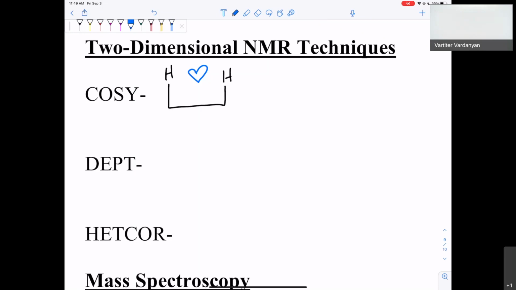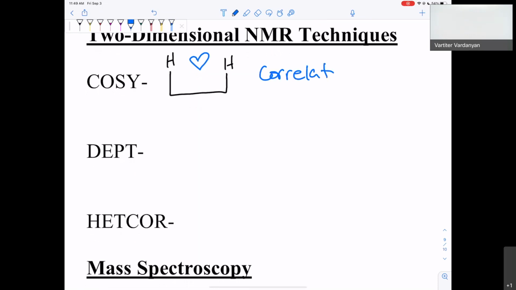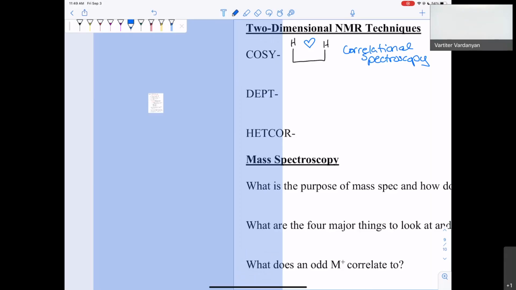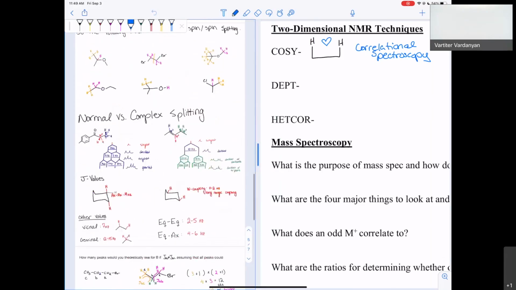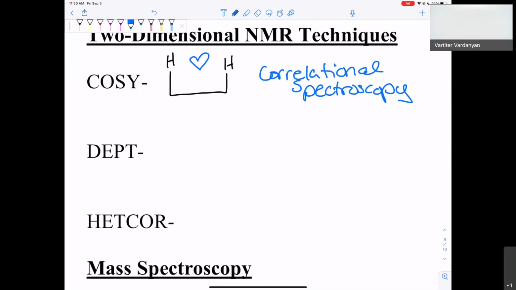It's correlational spectroscopy. Oh, that's it. Okay. Yeah, I think so. That could be, I could have completely made that up. No, it is correlation spectroscopy. Heck yeah, I remembered something. So you can look that up, whatever.